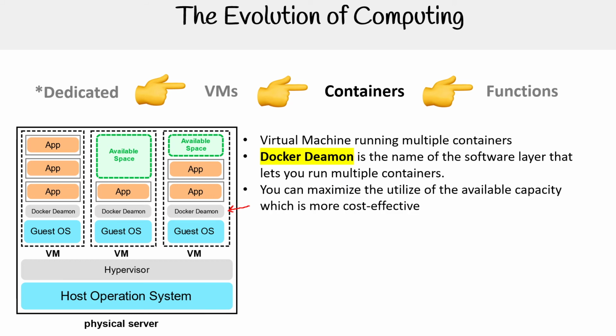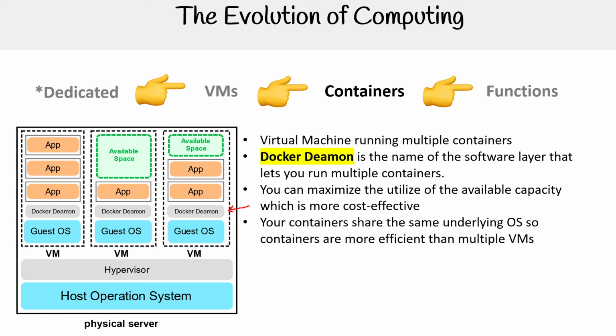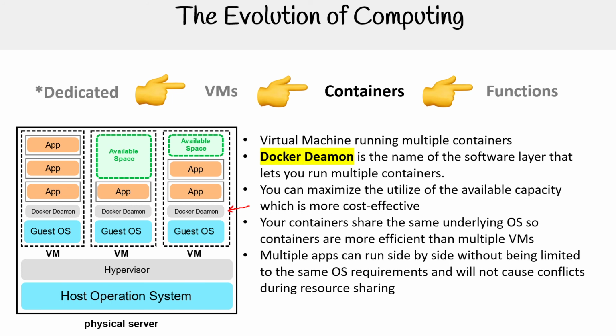And the great thing is you can maximize the capacity because you can easily add new containers, resize those containers, and use up the rest of the space. It's a lot more flexible, okay? Your containers will share the same underlying OS, but they are more efficient than multiple VMs. Multiple apps can run side by side without being limited by the same OS requirements and not cause conflicts during resource sharing. So containers are really good, but the trade-off is there is a lot more work to maintain.